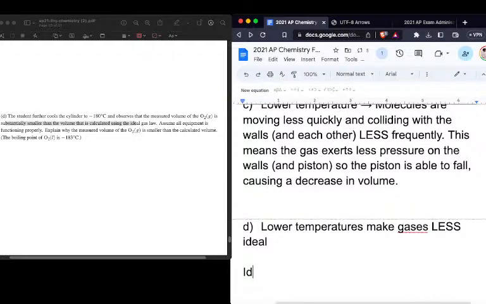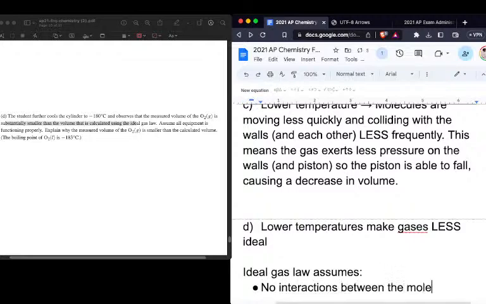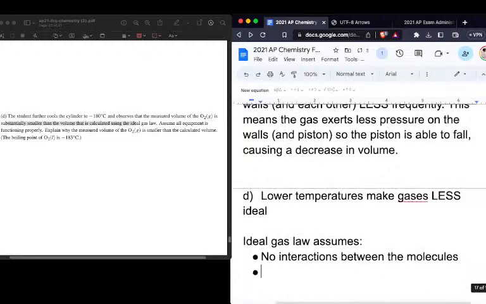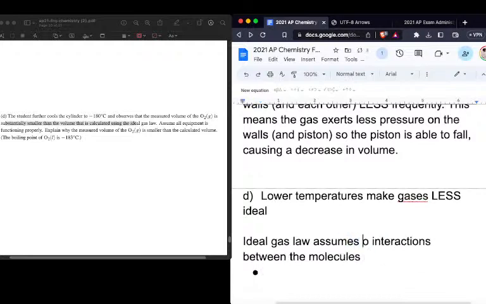Well, the ideal gas law assumes a few things. It first assumes that there are no interactions between the molecules. And there's a few other things it assumes. It assumes that the volume of the gas particles themselves is close to zero, etc. I'm going to lean heavily on it, assuming that there's no interactions between the molecules.